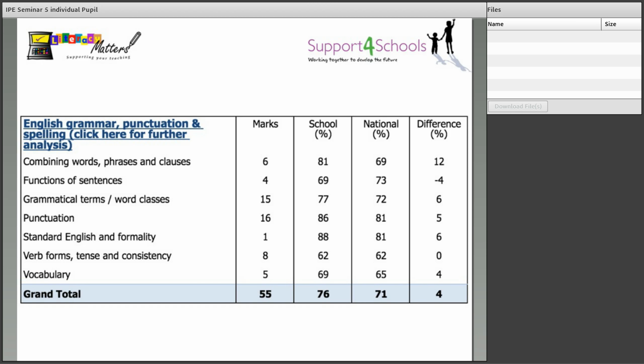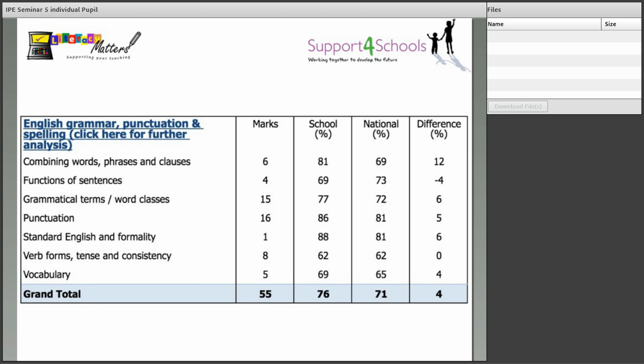And here, what we're seeing with this particular school is around grammar, punctuation, and spelling. What it's doing is saying, these were the marks for this school. I've chosen this school because, A, I know them and they've given me access to look at their data, and B, because it was a small class, so it fits on the screen really well. It's showing the marks that were scored for those different areas, what the school percentage was, what the national percentage was, and what the difference is.